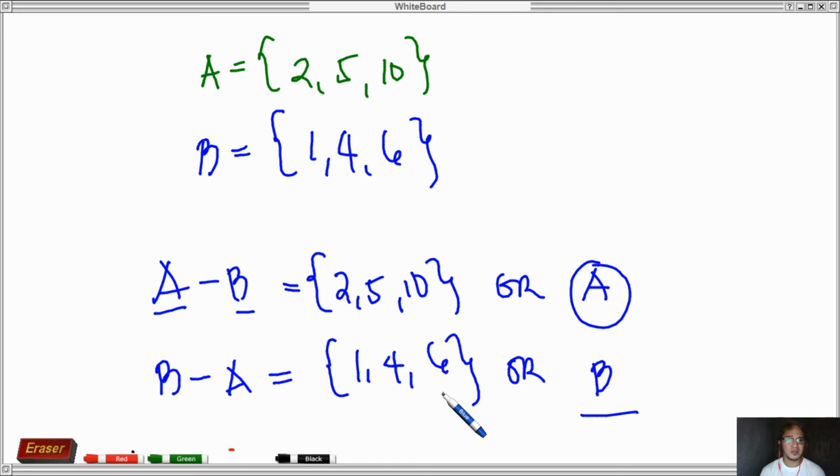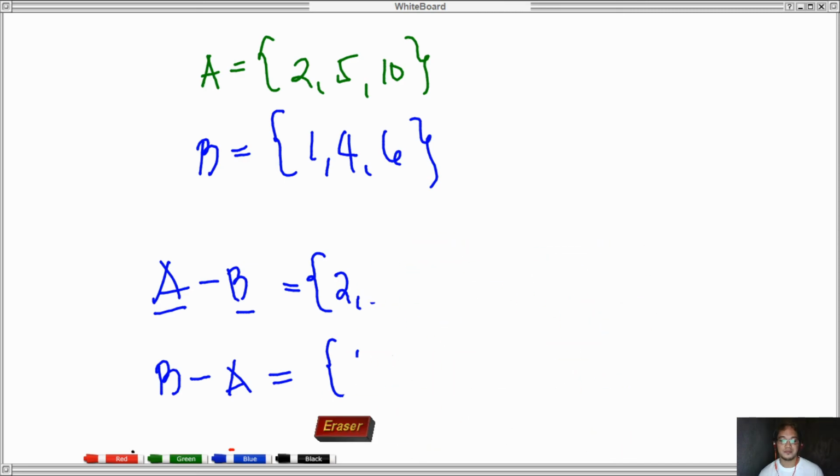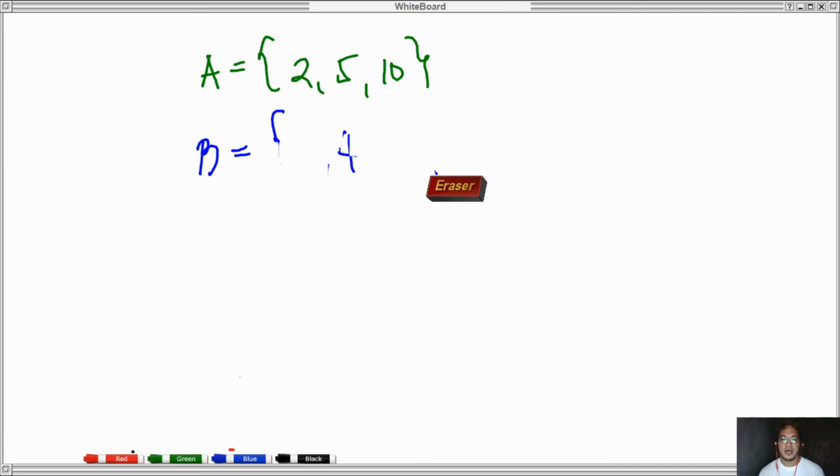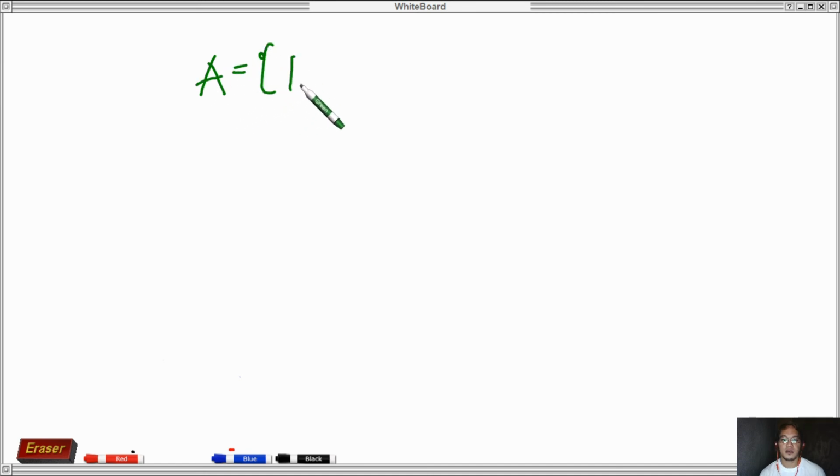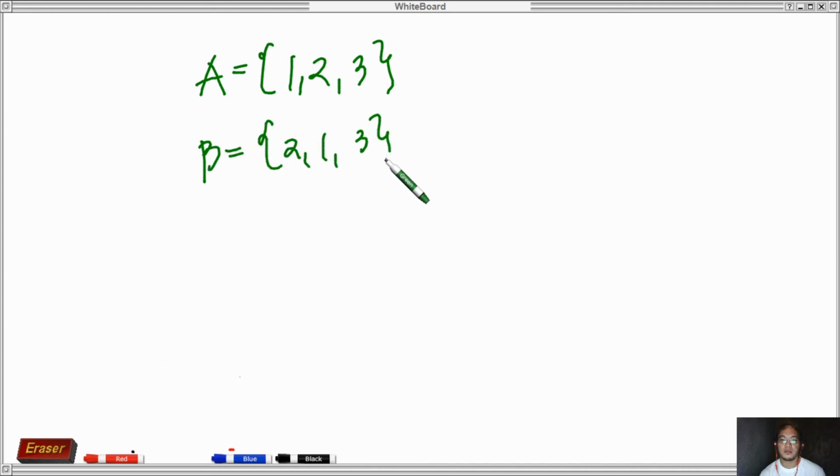Sir, question. What if lagi tanan? O di tanan. So let's have another example. Okay, for example ani. What if lagi tanan, sir? Pareho sila ng element tanan. Sige, let's see. Let's have A, 1, 2, 3. And then B, 2, 1, 3. Okay, let's see.